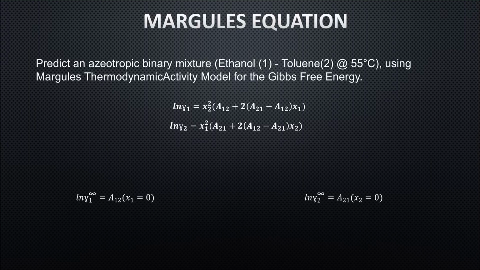Hi, good afternoon. Today I will present you this problem that you can see on the screen. This problem consists of developing one program algorithm in Excel to predict an azeotropic binary mixture of ethanol with toluene at 55 degrees Celsius using the Margules thermodynamic activity model for the Gibbs free energy.